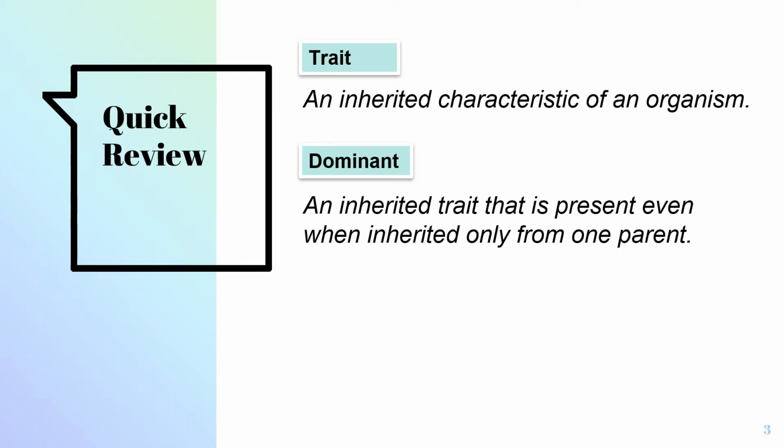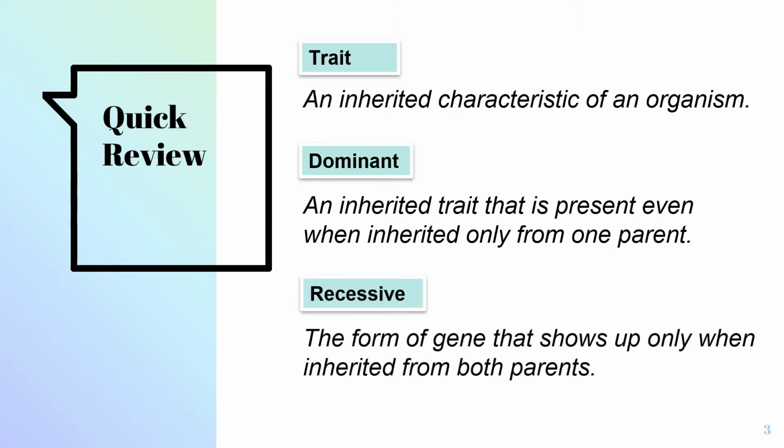A dominant trait is always written in capital letter. On the other hand, when we speak of recessive trait, it is the form of gene that shows up only when inherited from both parents. It is usually written in small letter.